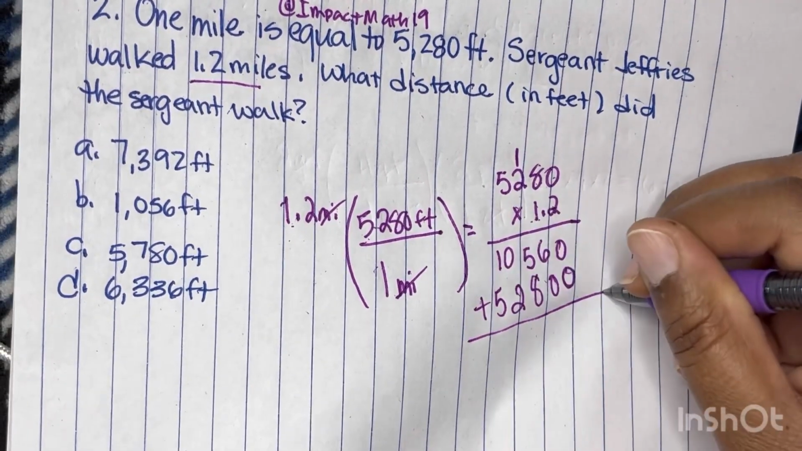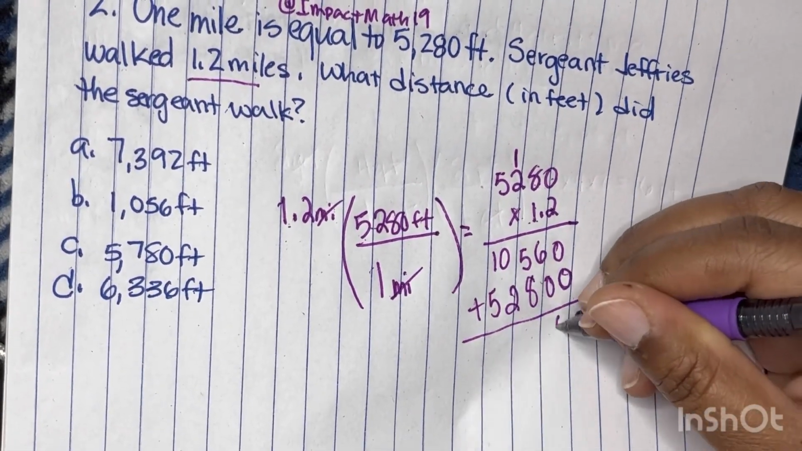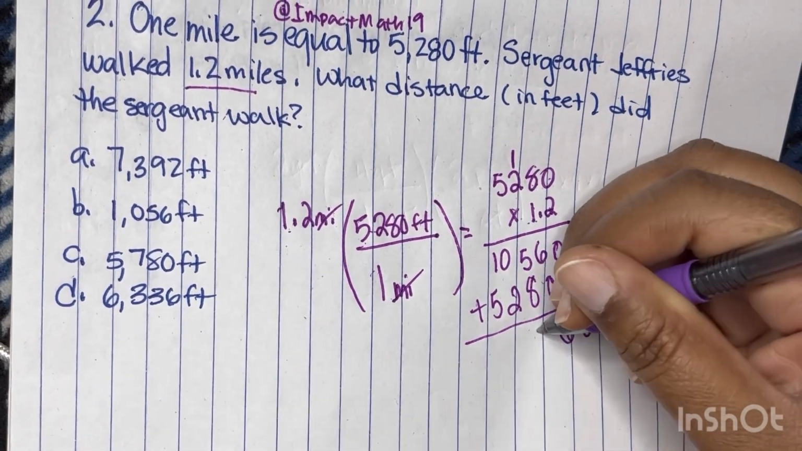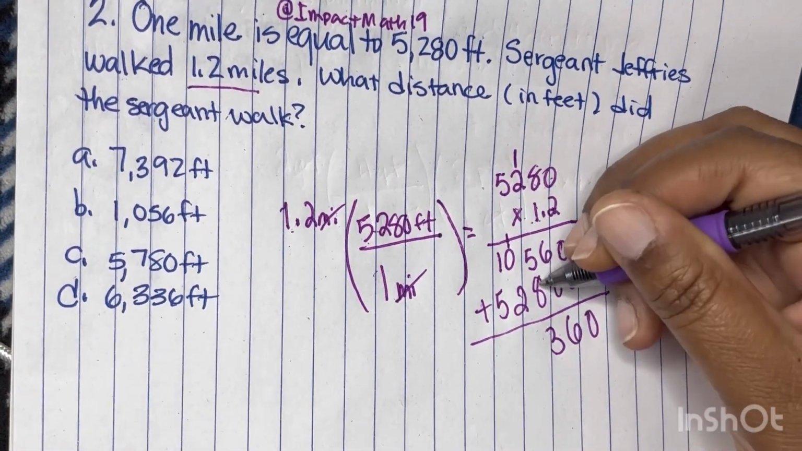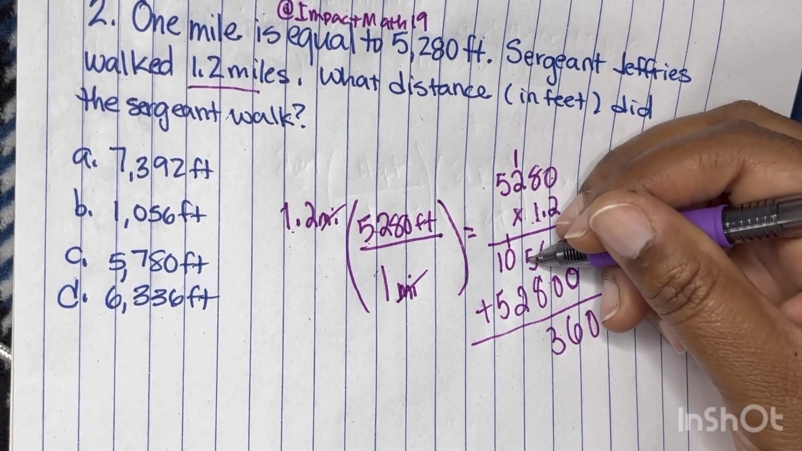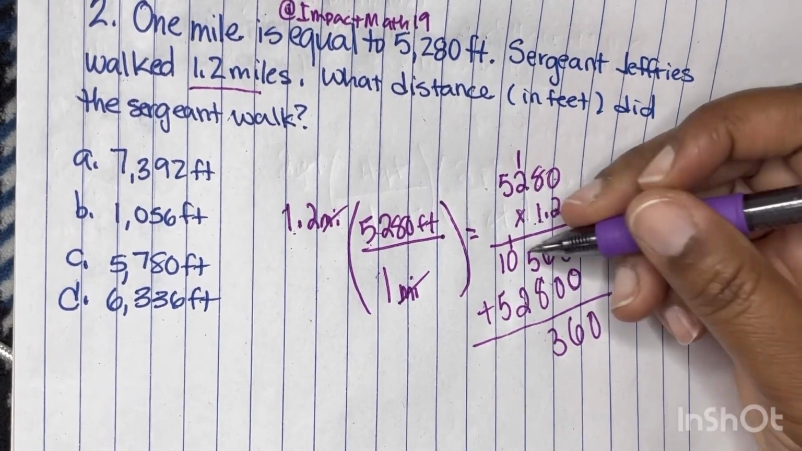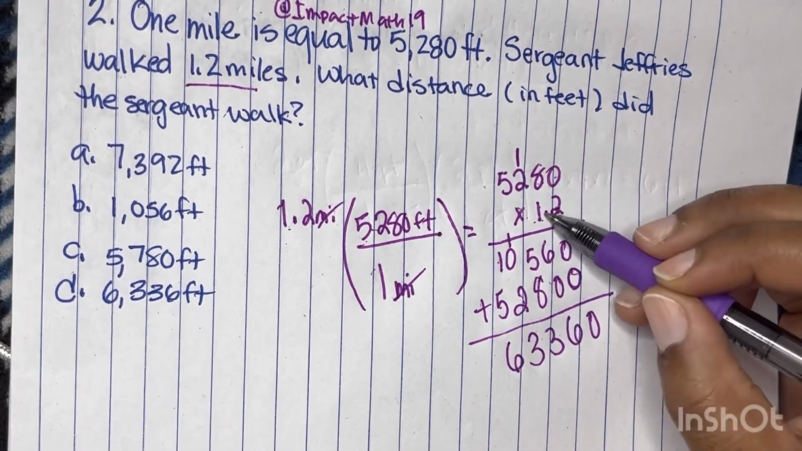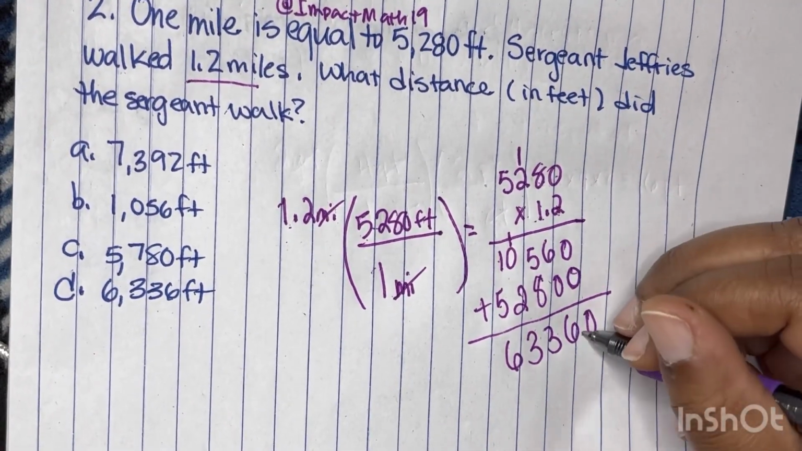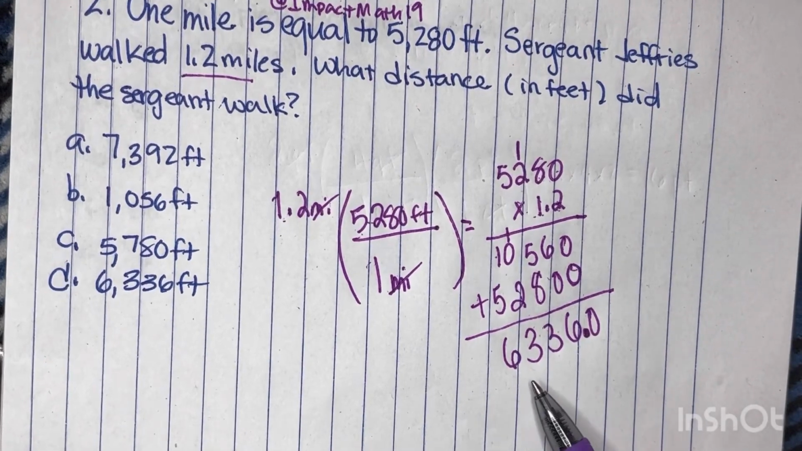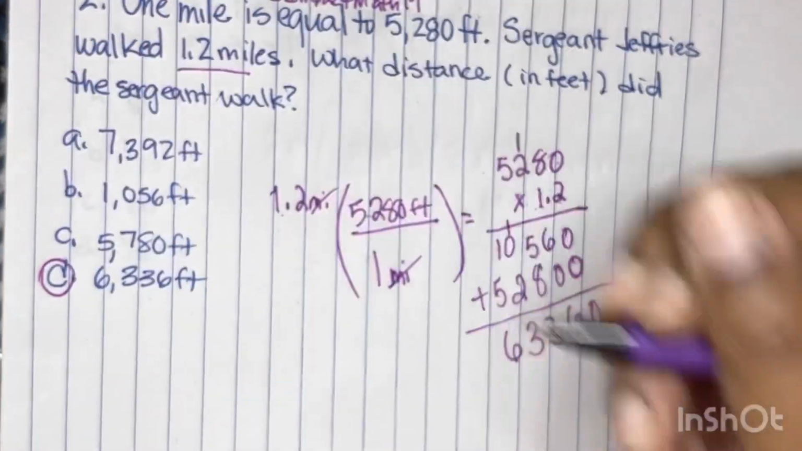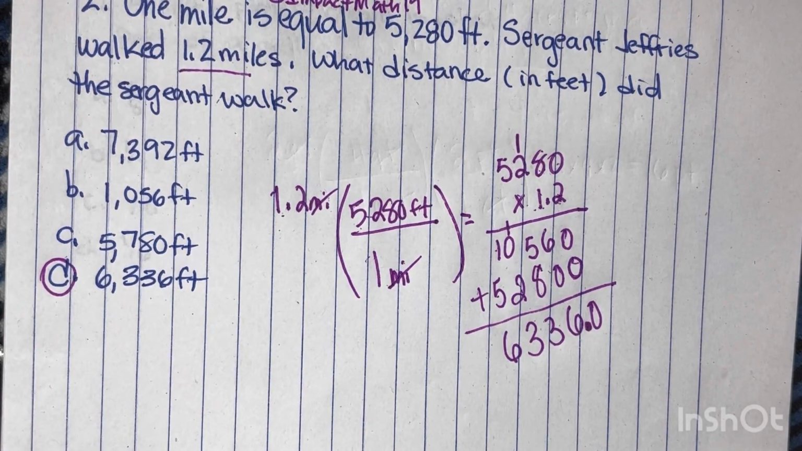Then we add down. So we get 0, 6. 8 plus 5 is 13. 8, 9, 10. Yep, 13. And then 2 plus 1 is 3. 5 plus 1 is 6. Now we have 1 digit after the decimal. So we're going to put it right here. And our answer is going to be 6,336 feet he walked. Alrighty, let's go to the next.